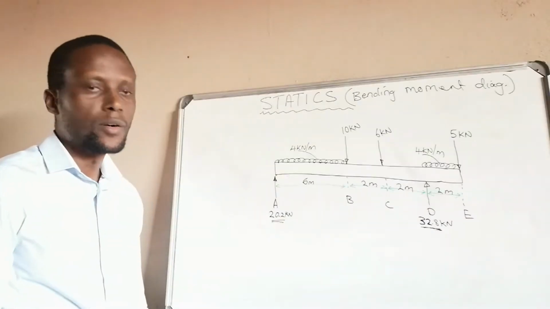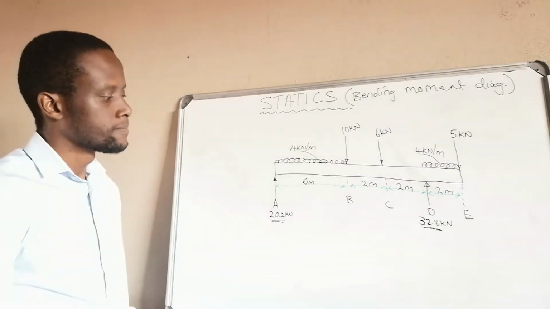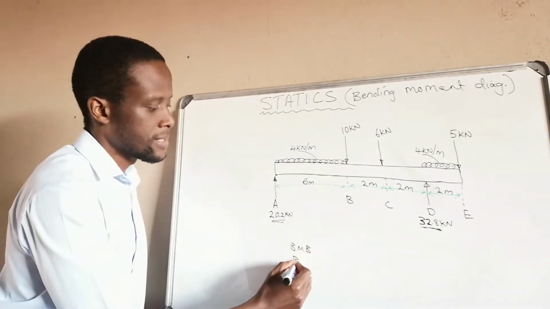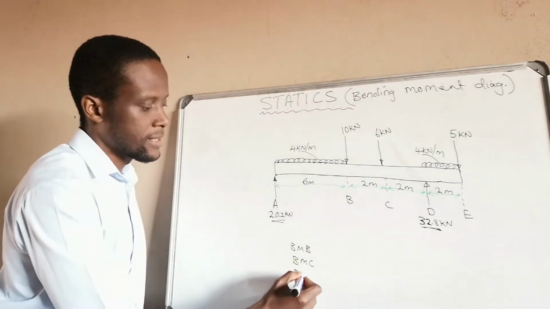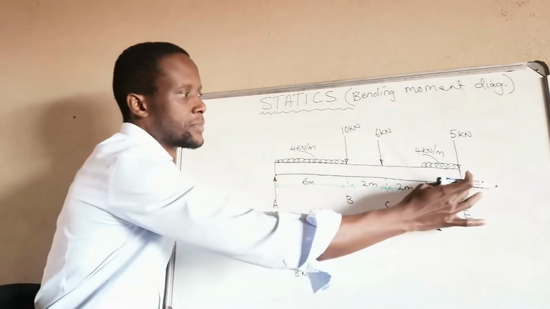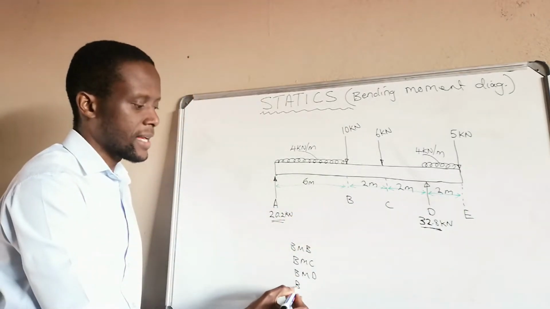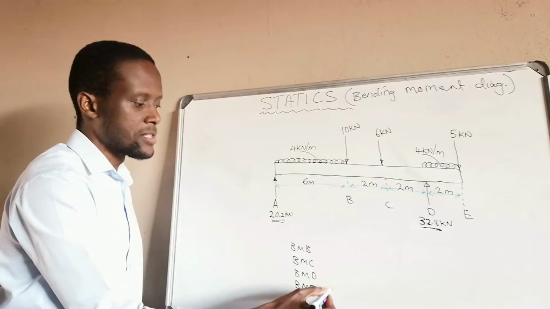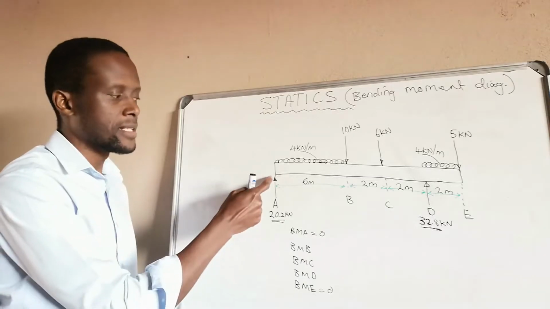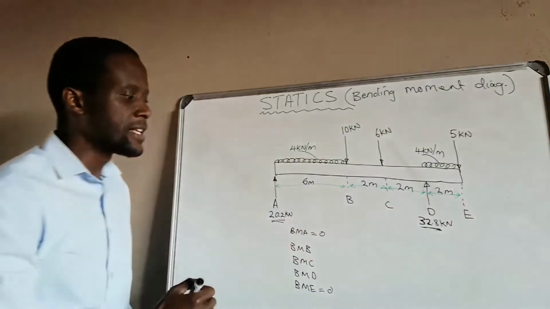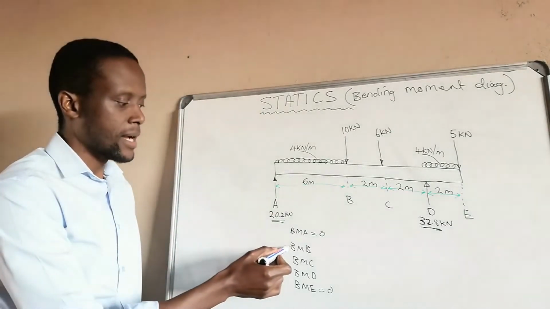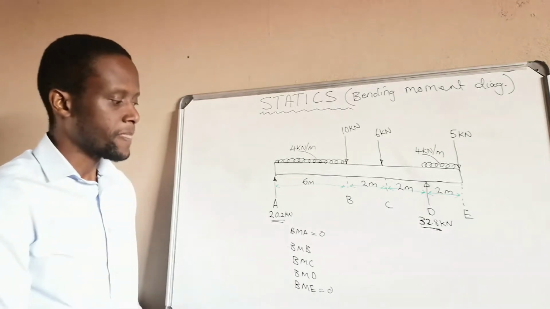Now, in order for us to calculate our bending moments, we'll be calculating bending moments at B, bending moments at C, bending moments at D. We won't be calculating bending moments at A and bending moments at E. Bending moments at the end of the beam is always 0. Bending moments at A will also be 0. So there is no need for us to calculate bending moments at A or bending moments at E. It will always be 0 because the beam is in equilibrium. So we'll be calculating only for bending moments at B, bending moments at C, and bending moments at D.